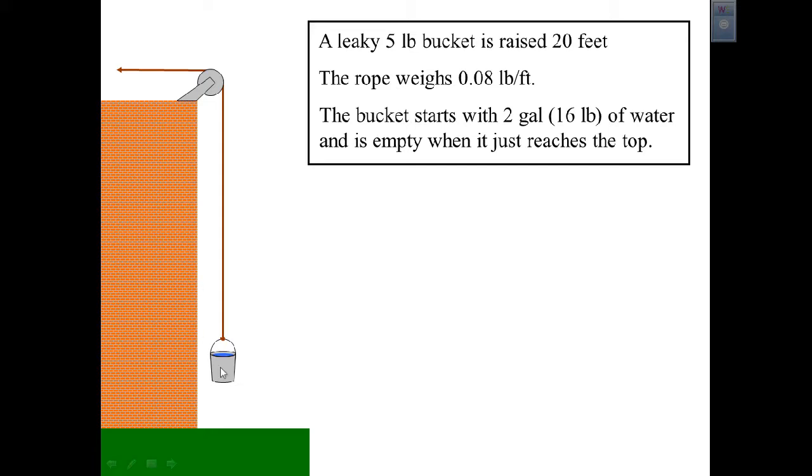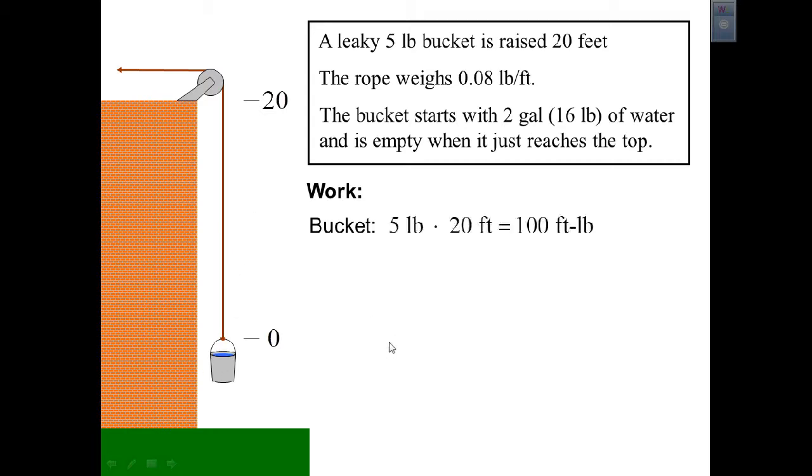Now that has to do with the whole idea of the varying work that we're going to have to be doing. All right, so for work, we're going to define the bottom as 0, where it starts, and the top as 20. For the bucket, it's a constant force because the bucket's going to stay exactly the same. The work is just 5 pounds times 20 feet, which is 100 foot-pounds. That would be the amount of work done to raise just the bucket.